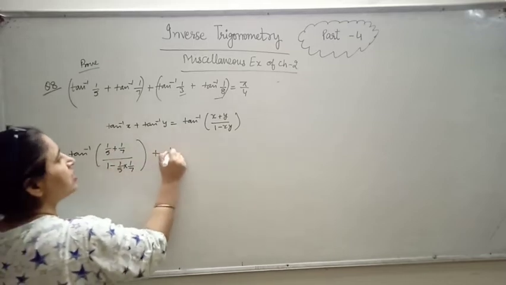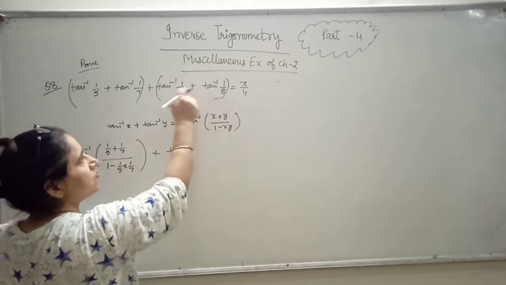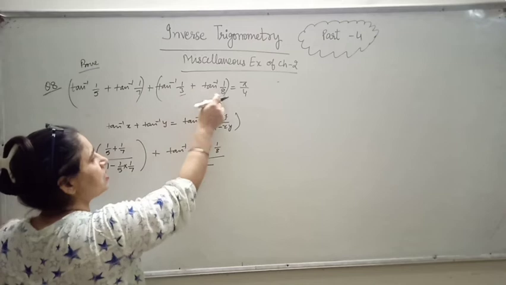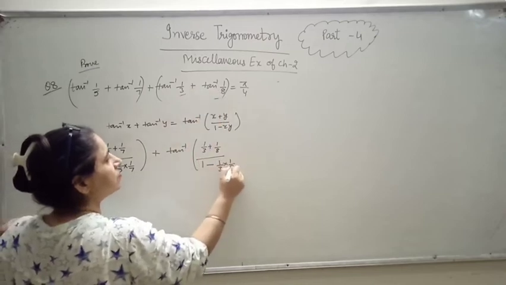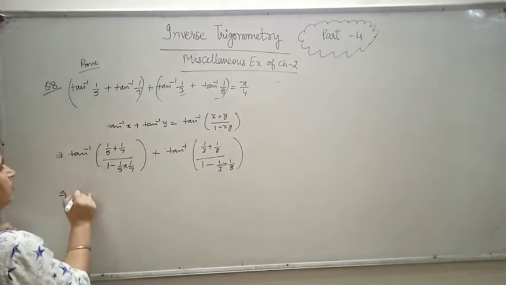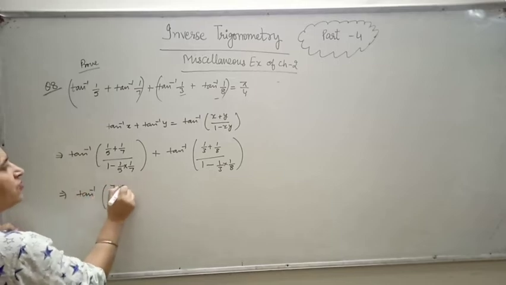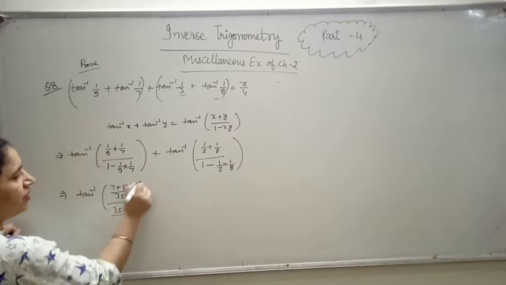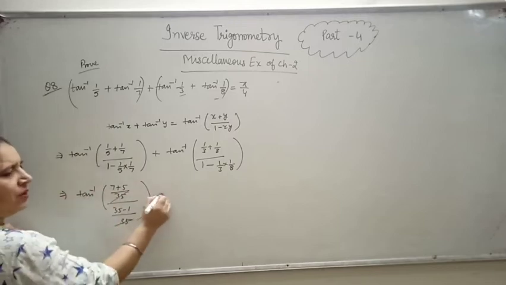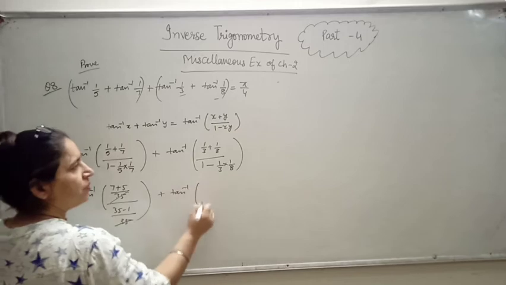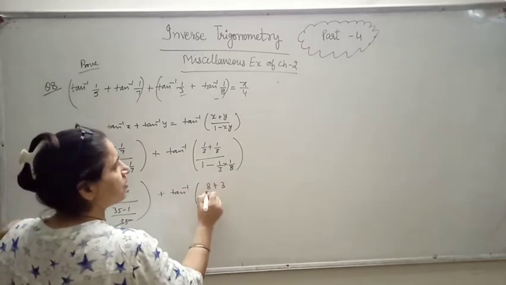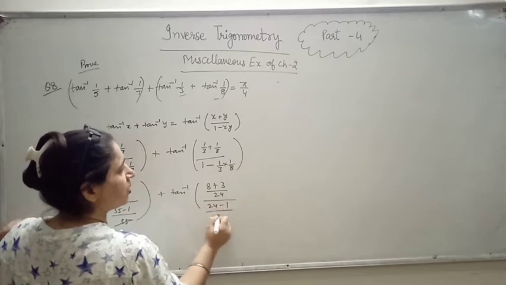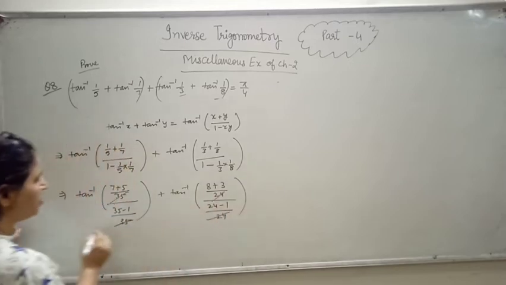Plus tan inverse, apply here also, this plus this, 1 by 3 plus 1 by 8 upon 1 minus 1 by 3 into 1 by 8. So it would become tan inverse 7 plus 5 upon 35, and this is 35 minus 1 upon 35. 35 cancel. It is simple calculation, nothing else, just addition and subtraction of fractions as you used to do.